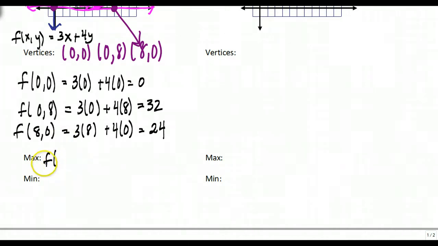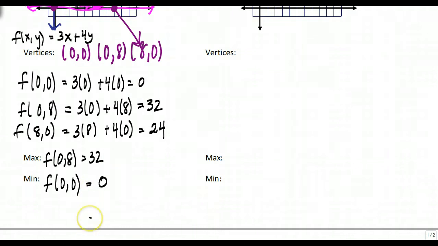And again, this is easy. The maximum, guess what, is just the biggest number, which is at (0, 8), and it's 32. Right? Biggest number goes with maximum. Makes sense. So my minimum, what do you think? Well, obviously the smaller number is 0, so it's at (0, 0). And we're done with that problem.